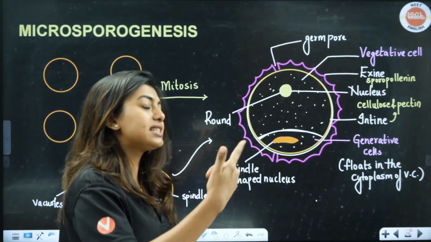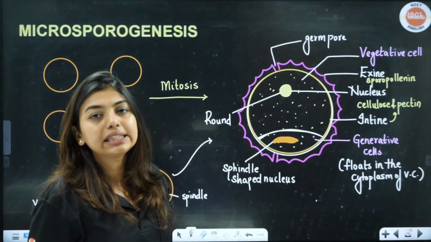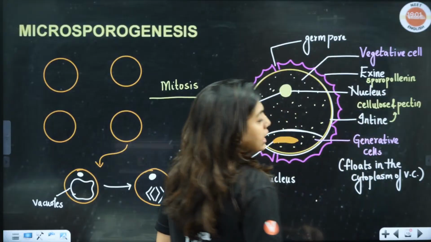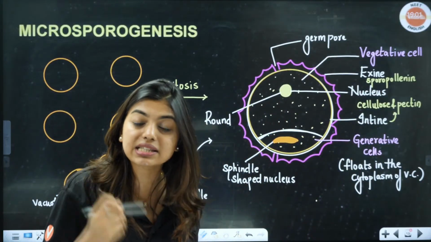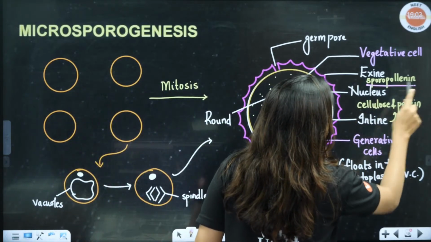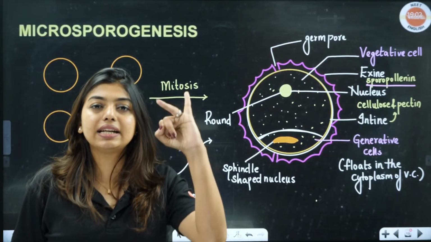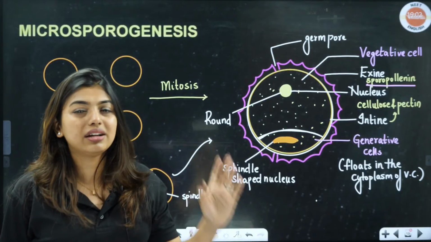External, outside, exine, okay? Then the innermost layer is going to be called the intine. Now, exine is made up of sporopollenin. Sporopollenin is one of the most resistant substances ever. Why? Because this will not be affected by acid, alkali, temperature. It will be like, I don't care.